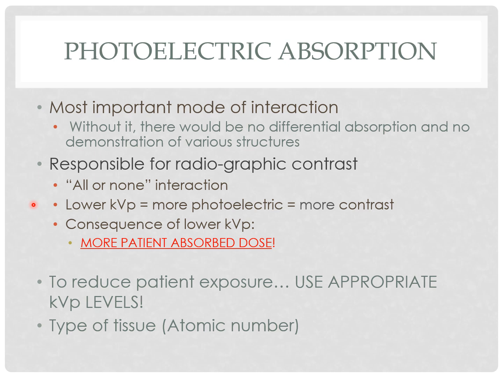Lower kVp, more photoelectric, more contrast. Consequence of lower kVp, more patient absorbed dose. To reduce patient exposure, use appropriate kVp levels. Again, type of tissue, atomic number. I would know the atomic number of bone. I would know the atomic number of soft tissue and air.